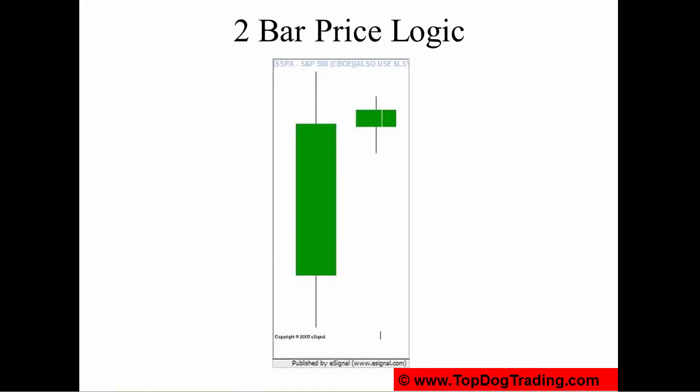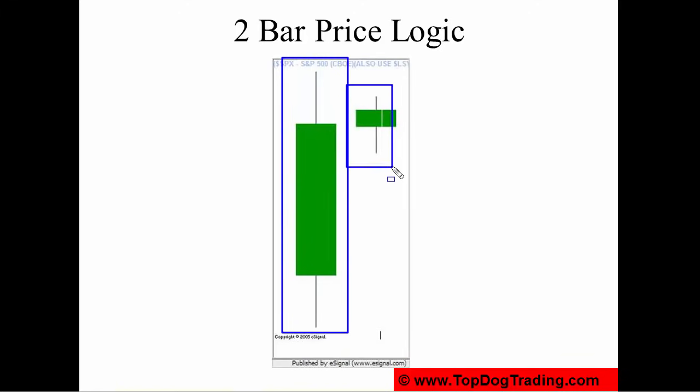Okay. Now this one, we'll finish with for this video, and then we'll follow up with another video. Here we have two bar logic. What is this? Well, we have a very nice wide range bullish bar followed by a narrow range bar. Now any kind of narrow range bar at all from high to low, I consider just a neutral bar. I just consider them all neutral.